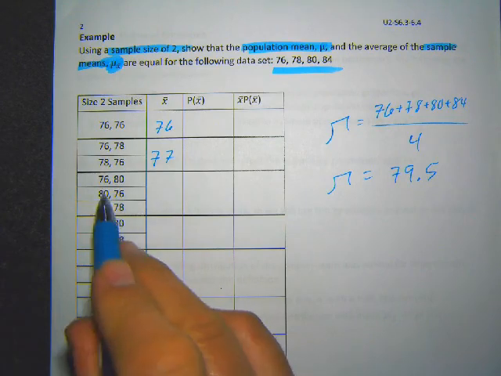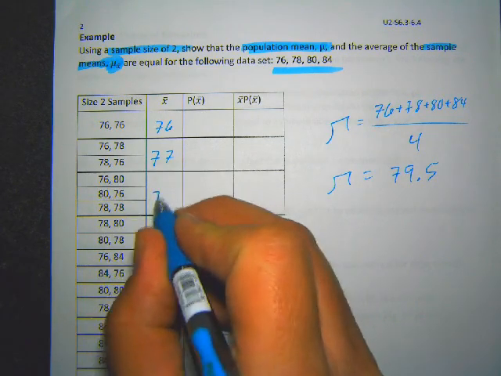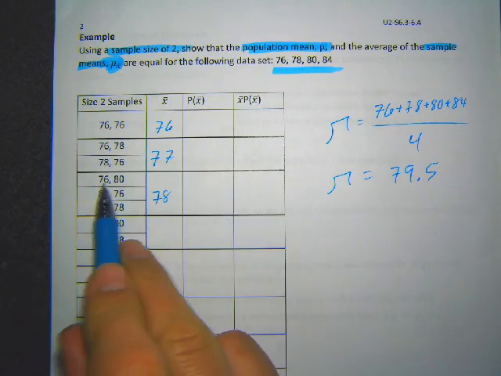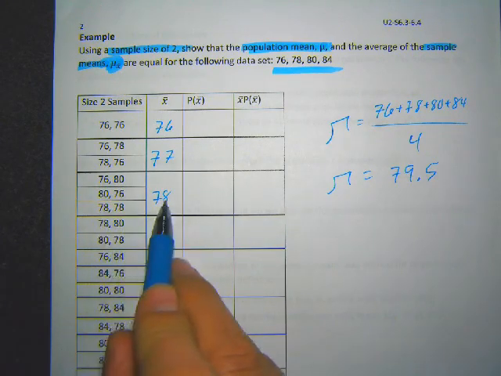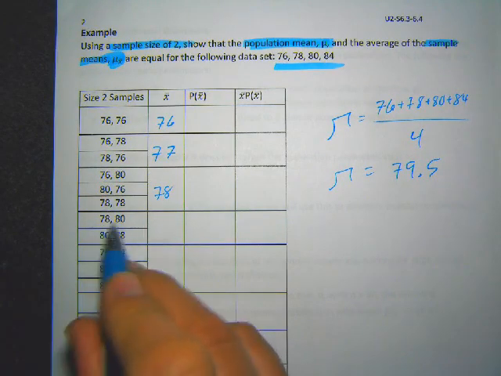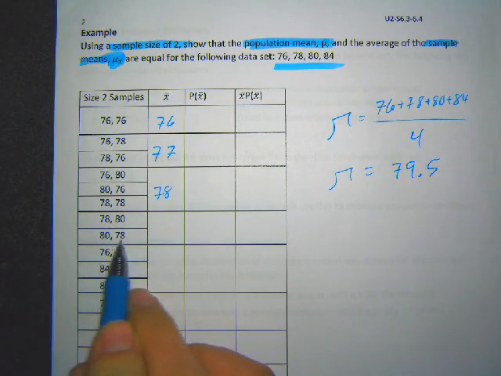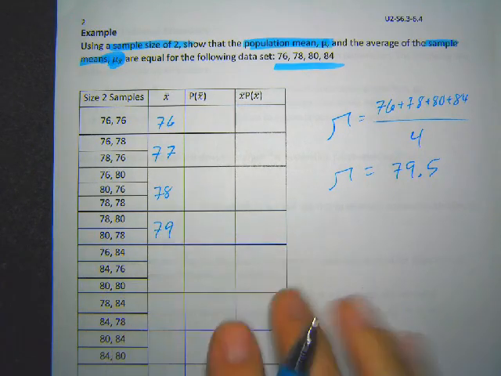76 and 80, 80 and 76, and 78 and 78 all have the same average of 78, because if you add those up and divide by 2, you get 78. I have 78 and 80, 80 and 78, 76 and 84. Sorry, just these two, not the third one. These two have an average of 79.